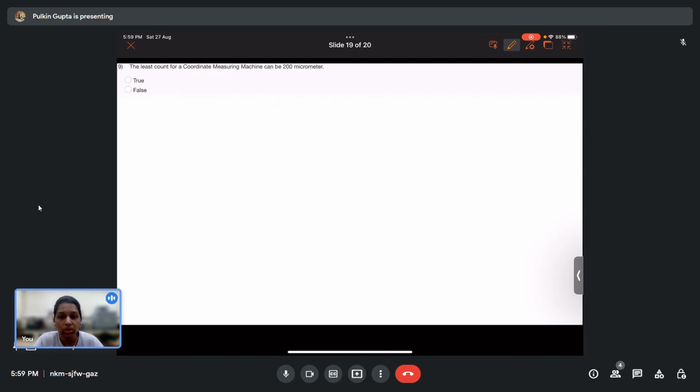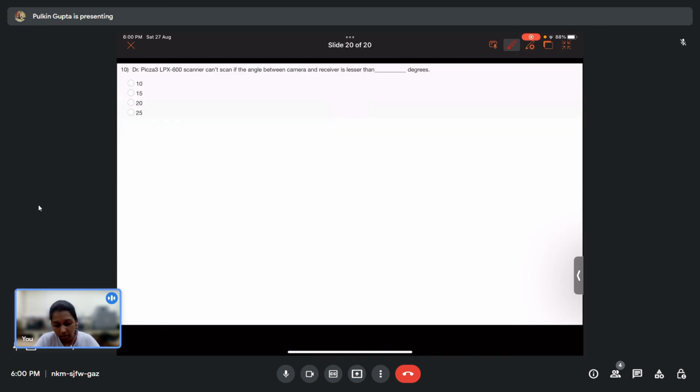Moving on to question number 9. The least count for a coordinate measuring machine can be 200 micrometer. Okay, 200 micrometer is 0.2 mm. This is true. This was given in the specifications of the CMM.